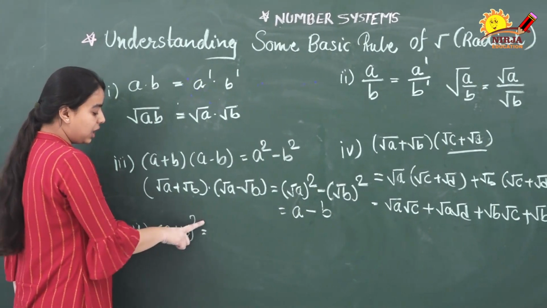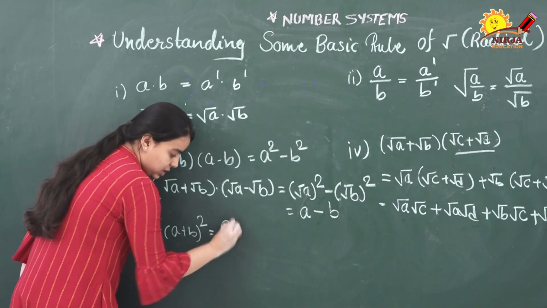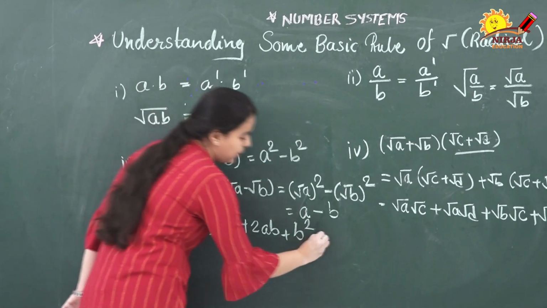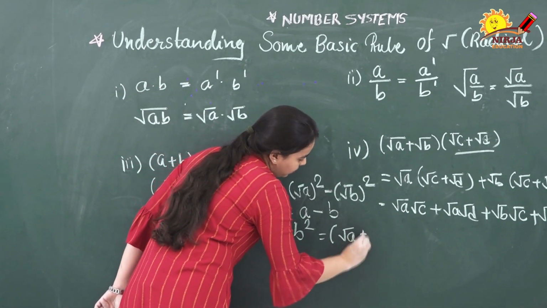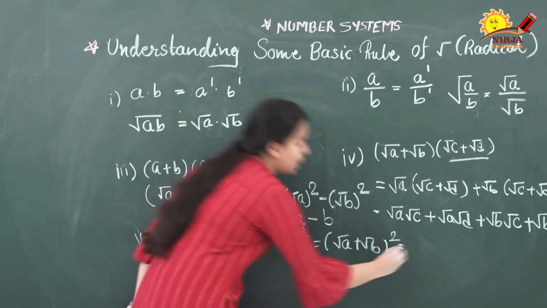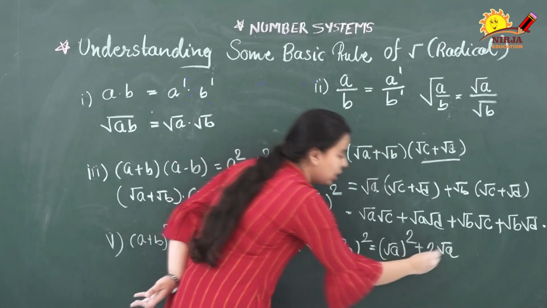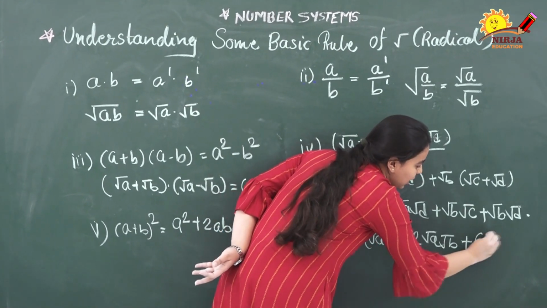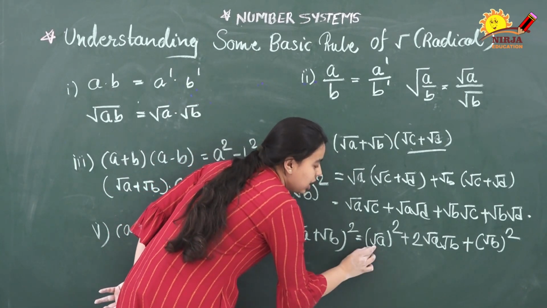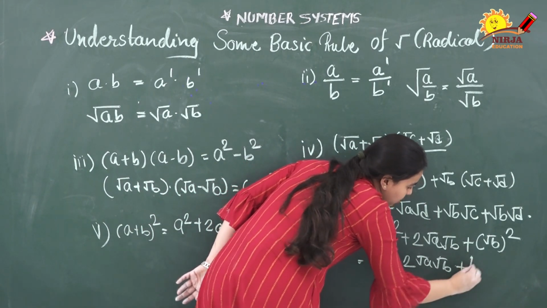Next is a plus b whole square. As you all know, a plus b whole square is equal to a square plus 2ab plus b square. Here I am going to take under root a plus under root b whole square. So this can be written as under root a square plus 2ab, where we have a as under root a, b as under root b, plus b square, that means under root b square. Now if I simplify it further, under root a square will be a, plus 2 under root ab, plus b.